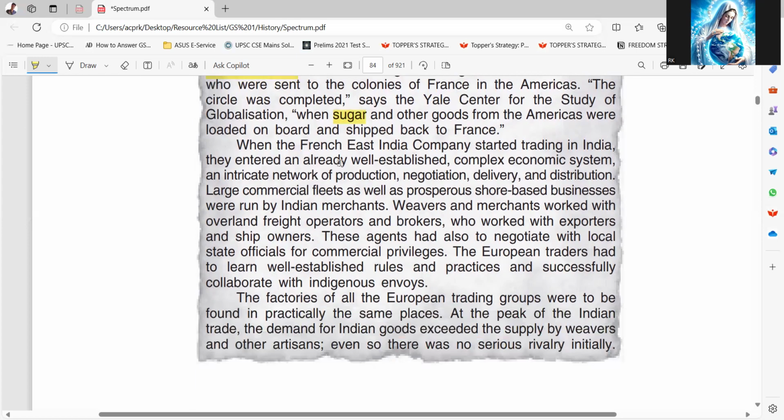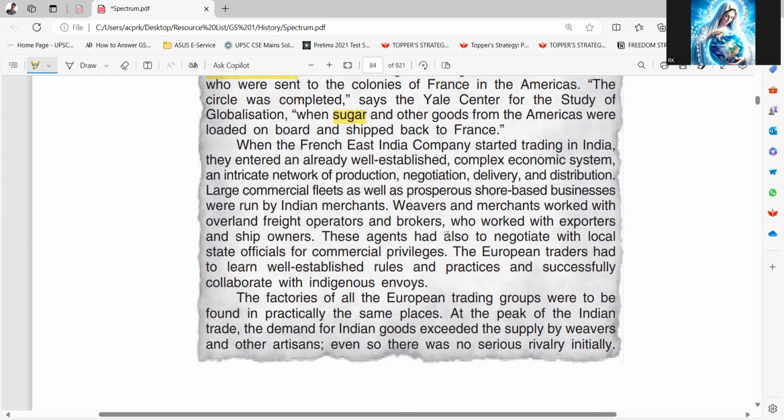When the French East India Company started trading in India, they entered an already well established complex economic system and intricate network of production, negotiation, delivery, and distribution. Large commercial fleets, as well as prosperous shore based business, were run by Indian merchants. Weavers and merchants worked with overland freight operators and brokers who worked with exporters and ship owners.